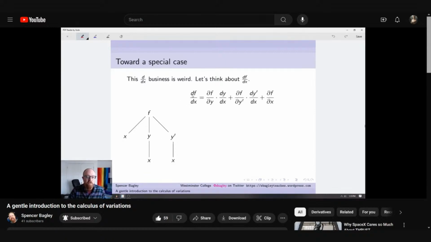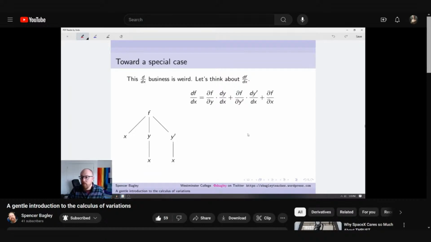So the total derivative of f with respect to x is the partial of f with respect to y times the derivative of y with respect to x. That's not partial because y doesn't depend on anything else. Okay, and then we got the partial of f with respect to y prime, and then the derivative of y prime with respect to x. And then we got the partial of f with respect to x that reflects f's direct dependence on x, maybe.